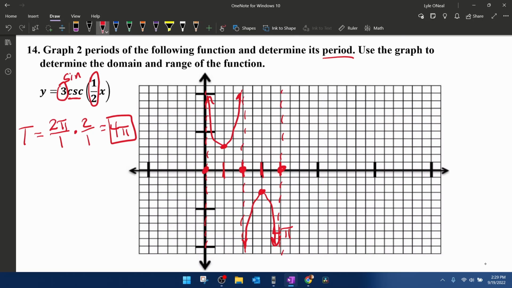We need another period. So we're going to go another 4 spaces. Remember, every 2 spaces is a pi to me. We're going to end here. We're going to have asymptotes.